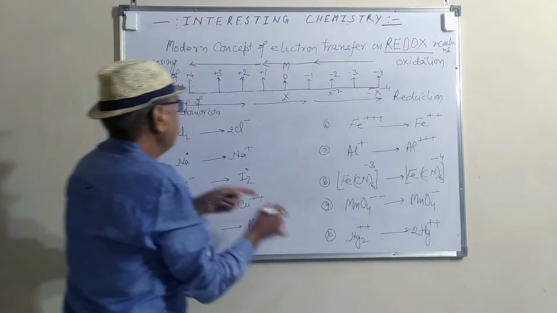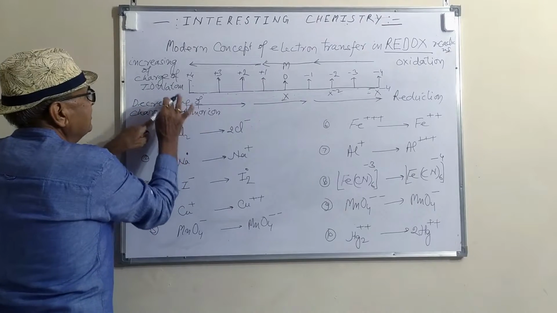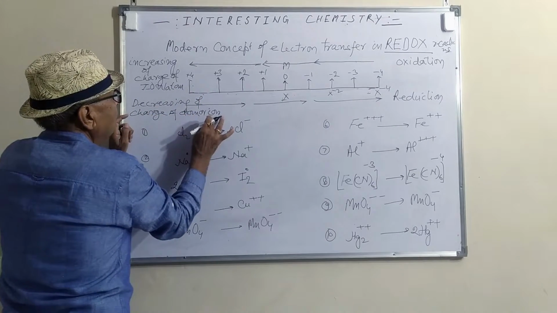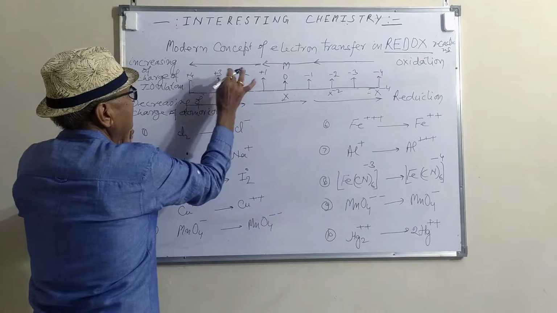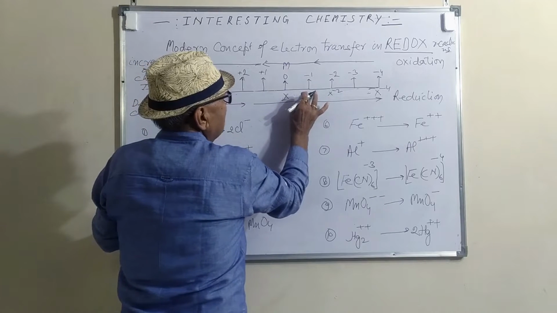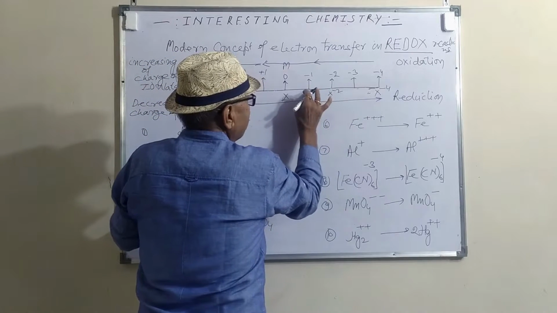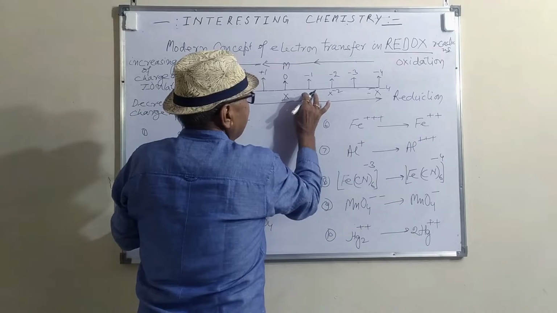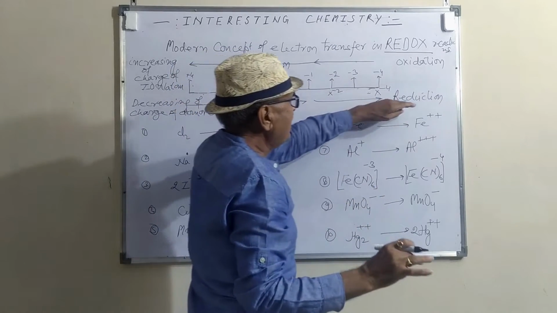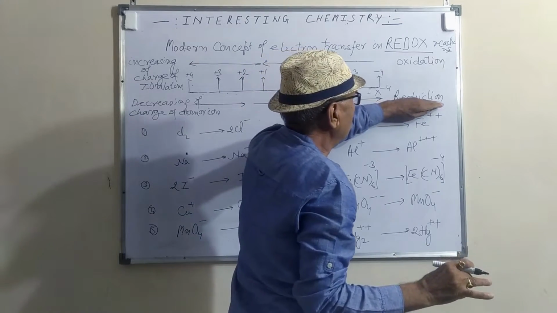Vice versa, when you go from this side, this is the decreasing of the charge of an atom or an ion. Plus 4 to minus 3 is decreasing order, and 0 to minus 1, minus 1 to minus 2: minus 1 is greater than minus 2. So this is the decrease. When the charge is decreased, it is called a reduction.